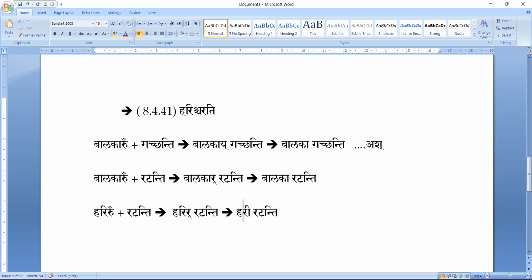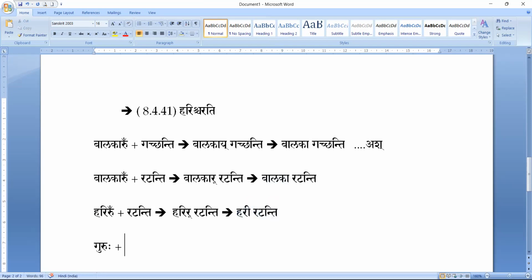Therefore, Ari Ratanti. Here you can see the difference very clearly. In the preceding example, you don't see the difference, because it is already Akara, Dirgha. But here you can see the difference. Understand? Another example.